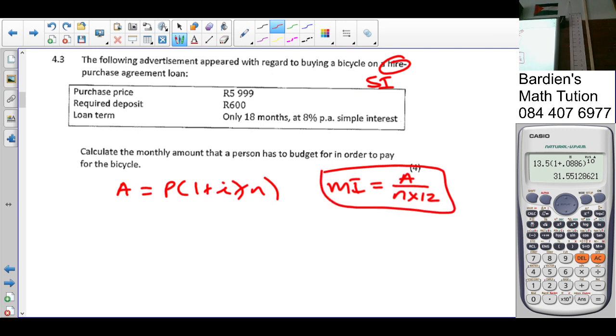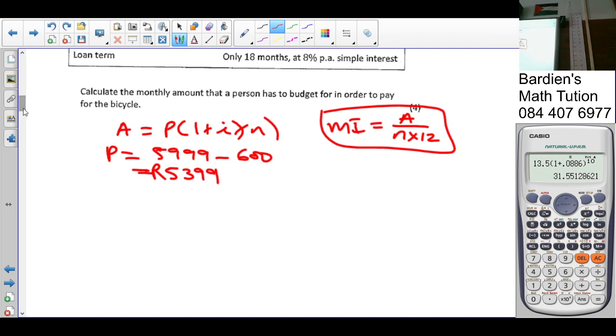Okay? So your P value is the loan amount. So how do you work out your P value? It's going to be your cash price minus your deposit, which is going to give us 5,399. Is that correct? Let's apply the formula. A is equal to 5,399 rand into 1 plus the interest rate 0,08 times your time in years.